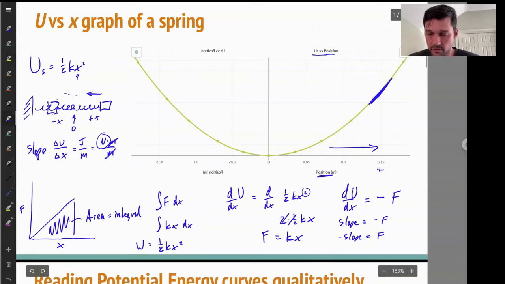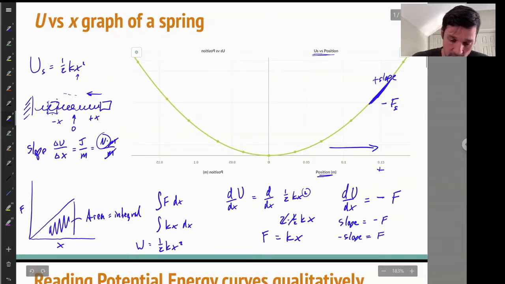Here is a positive slope, and it's being displaced to the right. Well, if you stretch a spring to the right, the spring is going to exert a force to the left. So a positive slope is going to correspond with a negative force that the spring will be exerting.